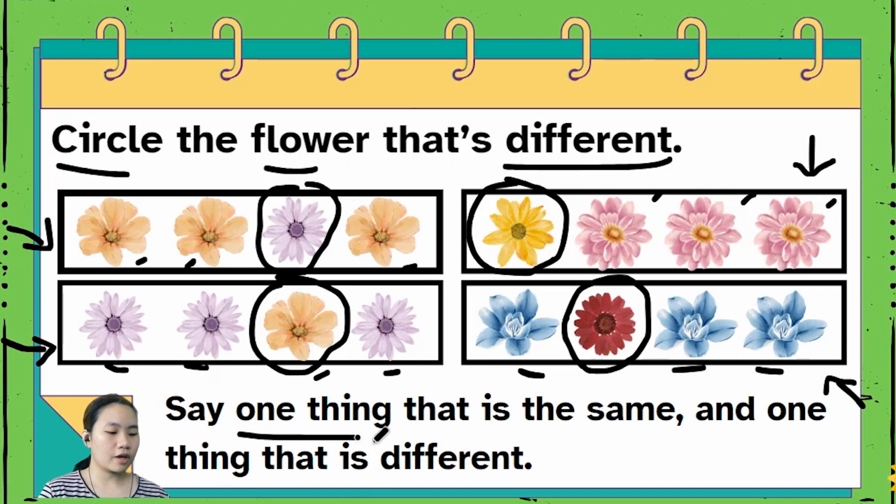So now I want you to say one thing that is the same within all of these boxes and one thing that is different. They are all flowers, right? And what's the thing that is all different about them? What's the thing that separates them from each other? It is their color. Okay, great job.